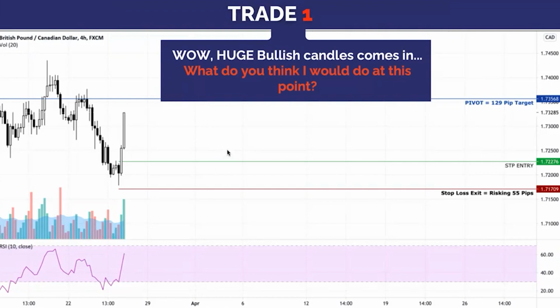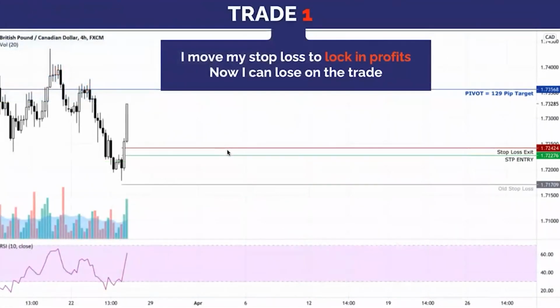Perfect. And this is exactly what I would do. So I would move my stop. I just see some big bullish trend come in. Volume's there. I'm already in a trade. I don't know if that's its peak and the run's over. So what do I do? I just move my stop from here and move it into this position.